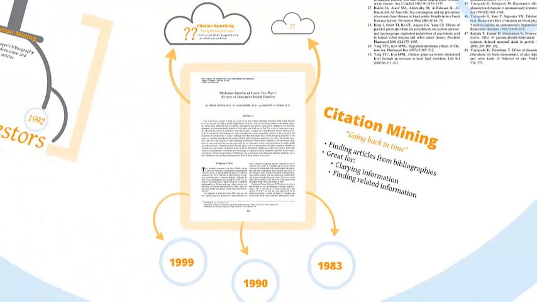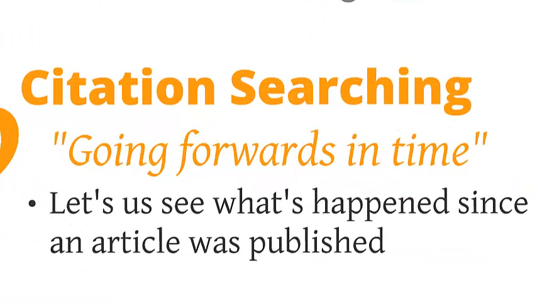As great as this is, sometimes we'd also like to know what's happened since a particular article has been written. Have other researchers picked up on certain ideas in the article? Have areas that were unclear at the time of publication become clarified through further research? Well, this is actually possible now in a process that's called citation searching.